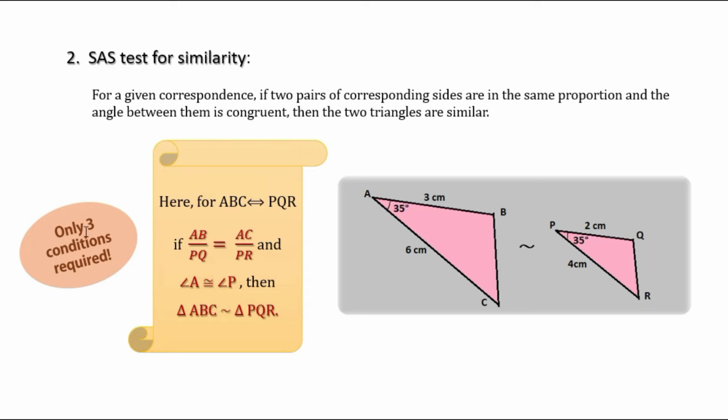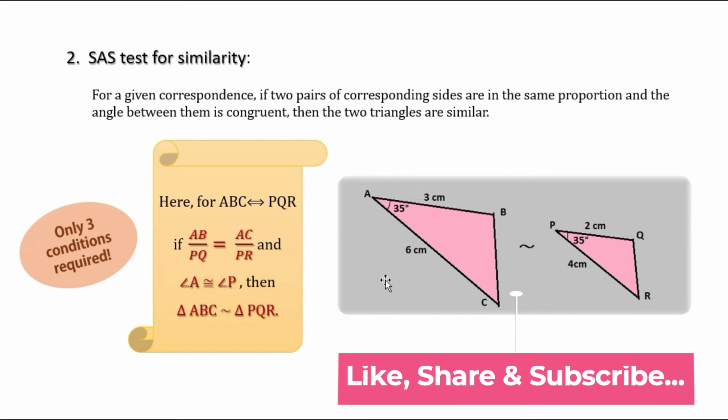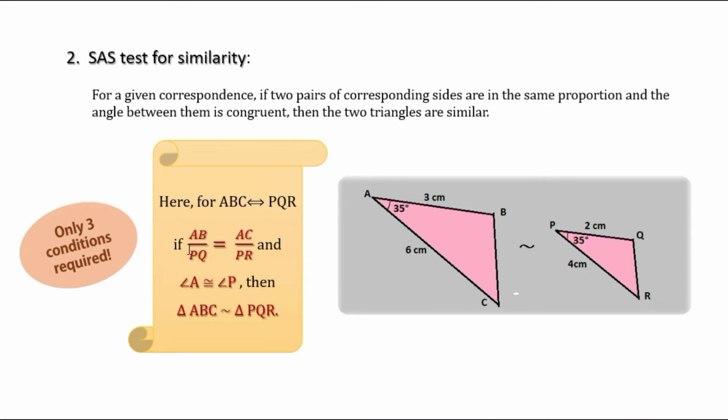Now, what do we have to check? Only three conditions. The first one is AB upon PQ is equal to AC upon PR. See this, AB upon PQ. AB is 3, PQ is 2 centimeters, so 3 by 2 is the ratio AB upon PQ. And AC upon PR: AC is 6 and PR is 4, so 6 by 4 in reduced form is 3 by 2. So again we get 3 by 2 here. It means this condition is satisfied. The first condition is satisfied because we got the 3 by 2 ratio for both LHS and RHS.